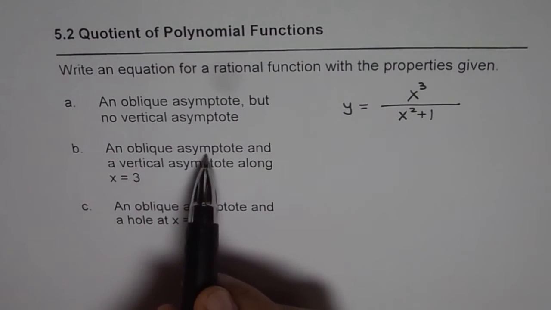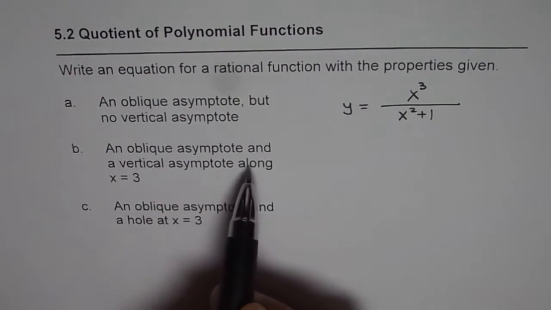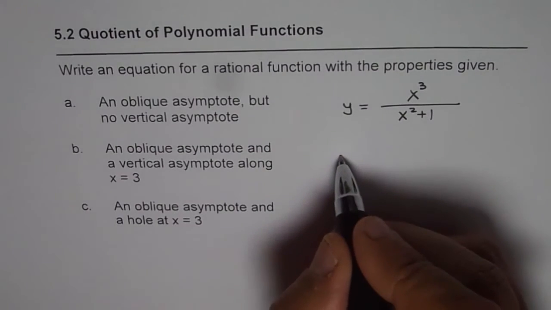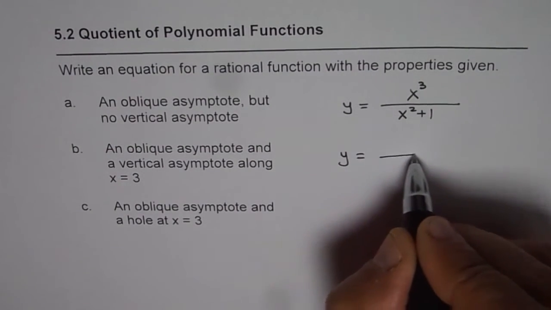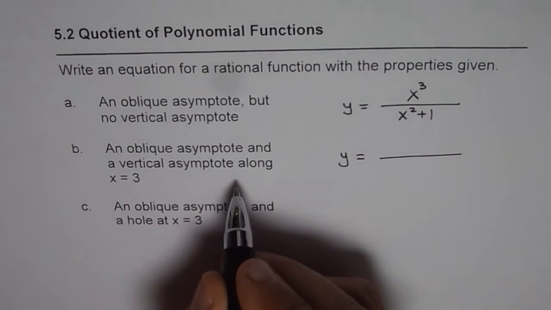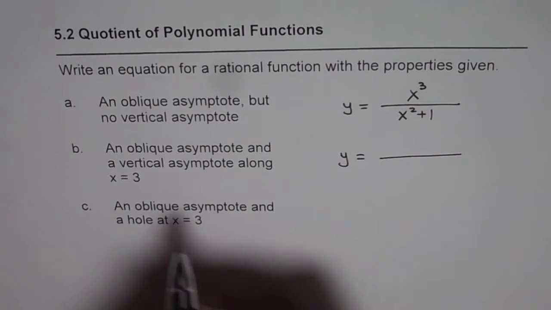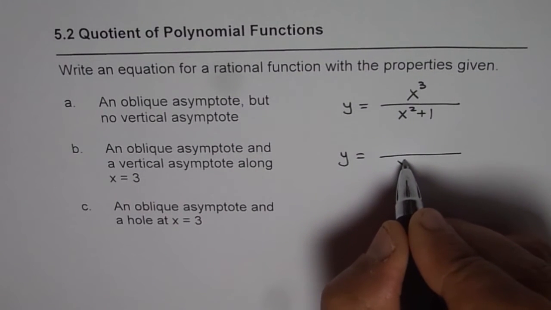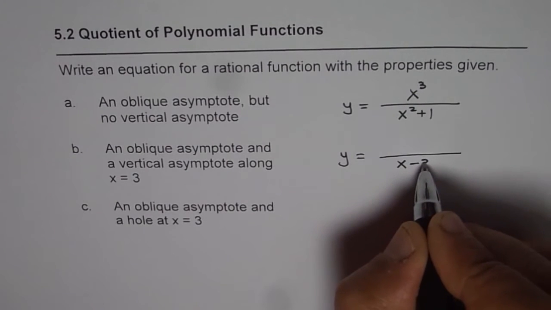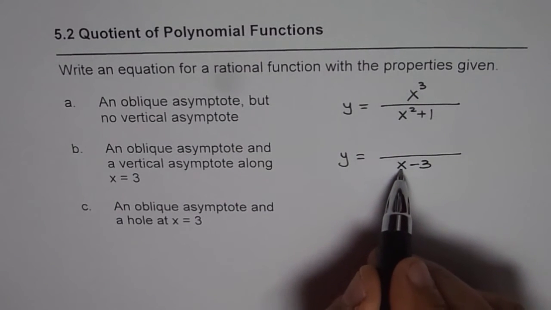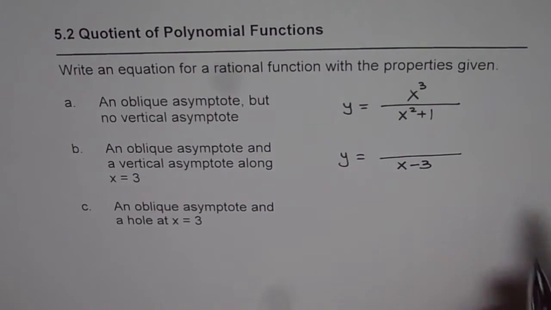B. An oblique asymptote and a vertical asymptote along x equals 3. So here we do have a vertical asymptote along x equals 3. So the denominator should be 0 at x equals 3. So we'll write x minus 3, right? If I substitute 3 here, I get a 0. That means a vertical asymptote.